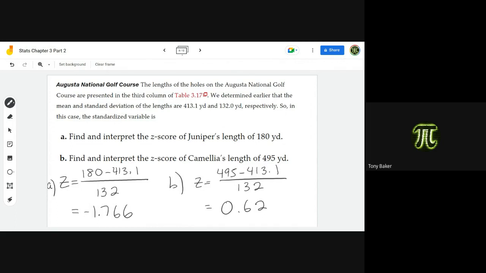So that's between 0 and 1 standard deviation. It's not even quite 1 standard deviation away. If we looked at our Z table for that, 0.62, you should get 0.7324 approximately. I think yours goes to 5 decimal places. But even though it's not even at 1 standard deviation, it's greater than 73% of all the other holes.